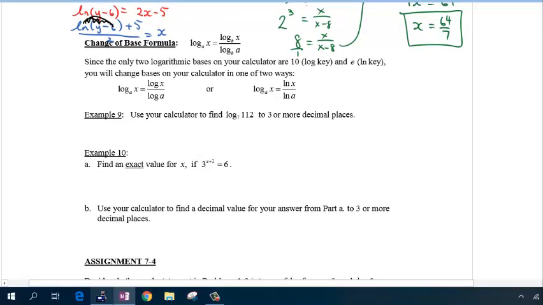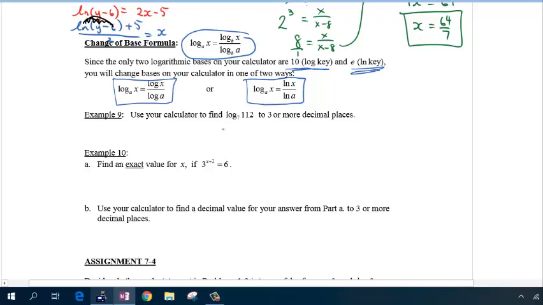Oh, a few more things. The change of base formula. Yes, on your calculator, unfortunately, there is only the log key, which is base 10, and the ln key, which is base e. And if you've got weird bases, then the only way you can do it is by using this change of base formula. So log base a of x is equal to log x over log a, or you can also use ln x over ln a. Either or, it doesn't matter.